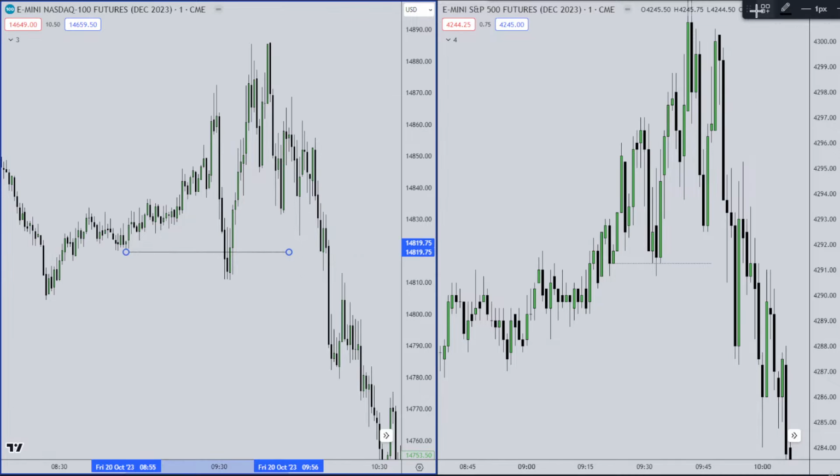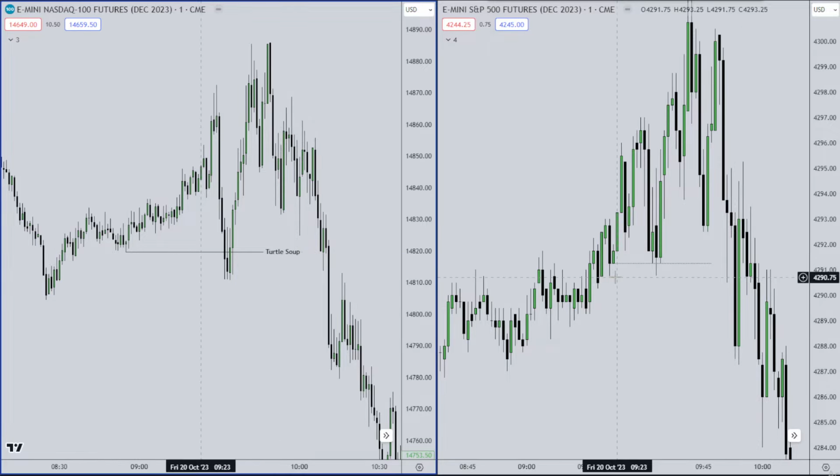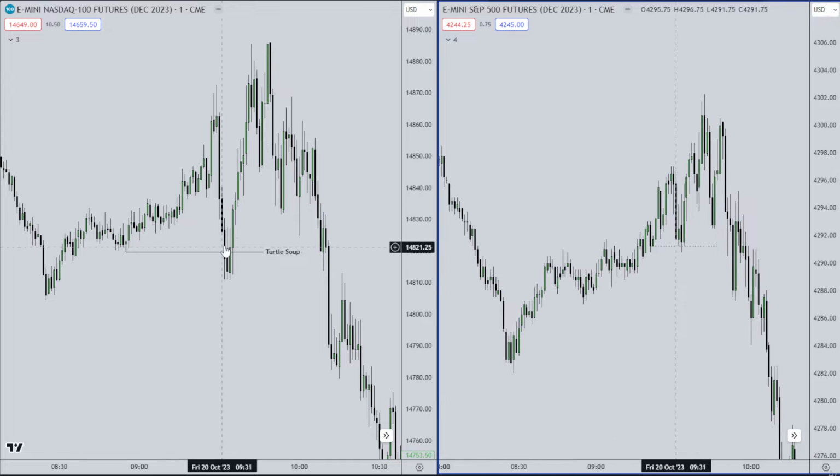So if you combine it all together, you have a very, very high win rate, right? NQ takes the low, ES doesn't. So we have a huge SMT here. We end up turtle souping the low while ES is in a rejection block. So that's an easy long.